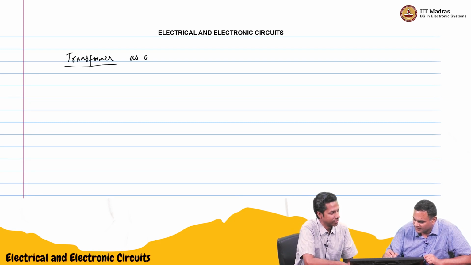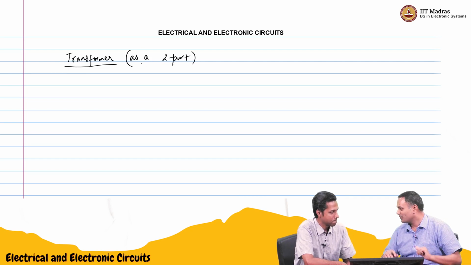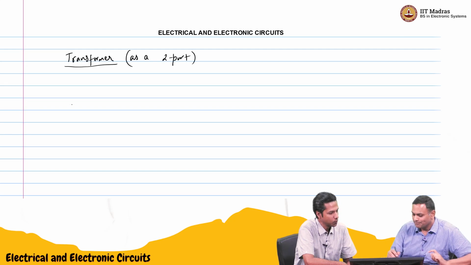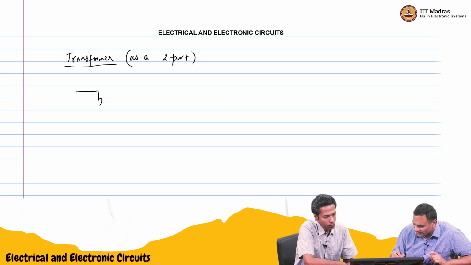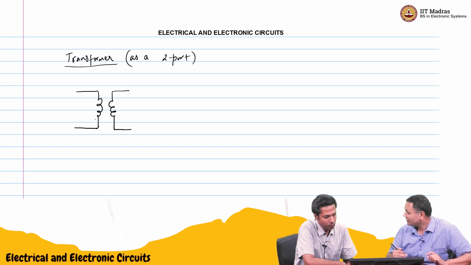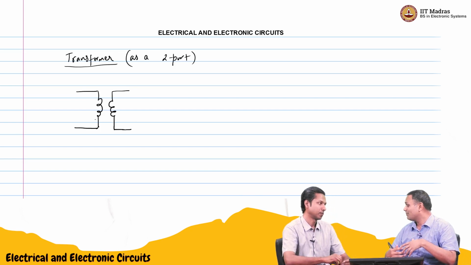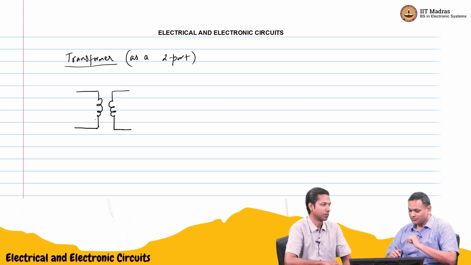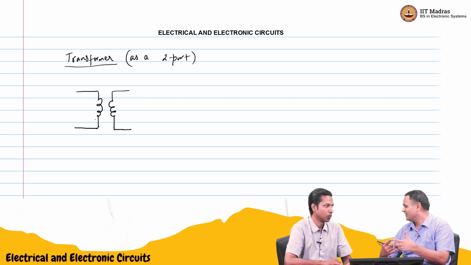Basically two coils. So I'll just say the transformer as a two-port is what we want to look at. As you said, you have two coils in the transformer. And normally a transformer means the two coils are coupled, linked very tightly. And if you want to couple them very tightly, you can't just wind it.